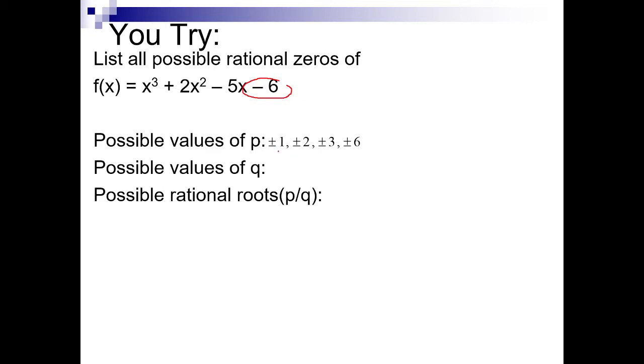These are the factors of the constant term. Now, what are the possible values of Q? 1, because the number of our leading coefficient is 1. Positive, negative 1. Now, this is the shortcut.